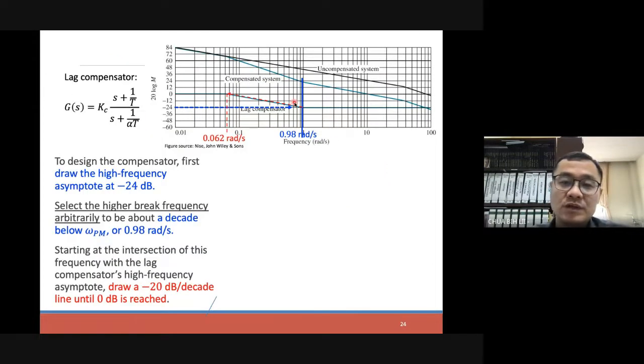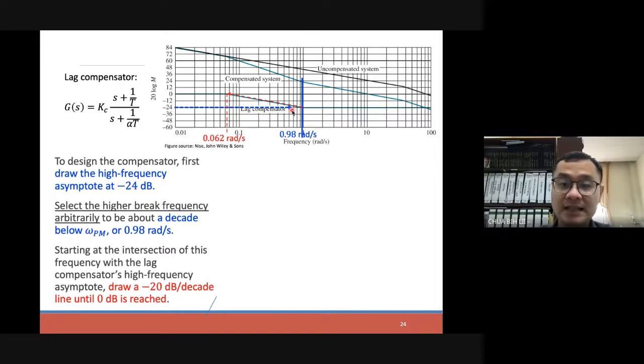Okay, so what we would do now is select a higher break frequency, 1 decade before. Okay, so 9.8, we choose 0.98. We take this point and start to draw a minus 20 dB line over here, and then go straight.